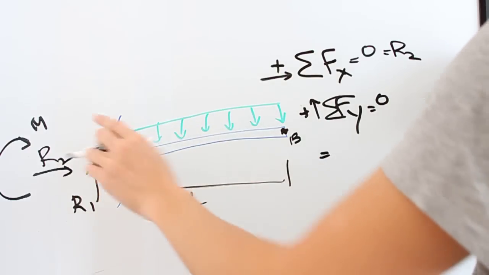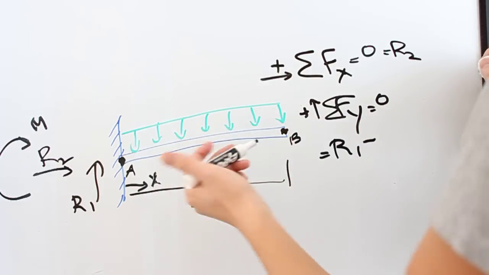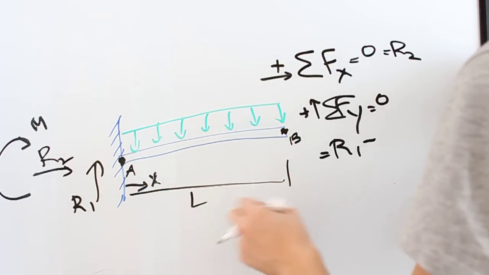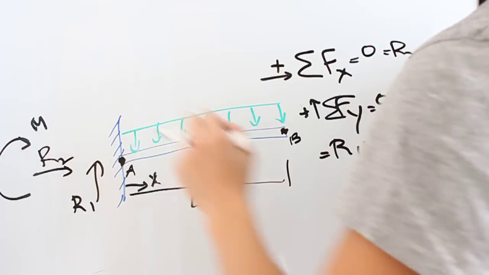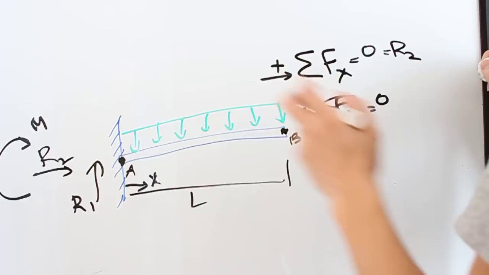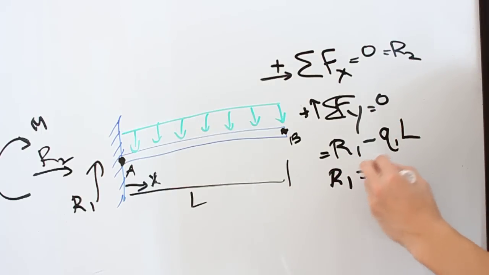This is positive because you wrote it as positive. So 0 equals R1 minus, now what is this load? Each of these is Q1 down over this distance. For a completely horizontal distributed load, all you do is multiply the value of this function by L. So it's Q1L. 0 equals R1 minus Q1L. That just means R1 equals Q1L.